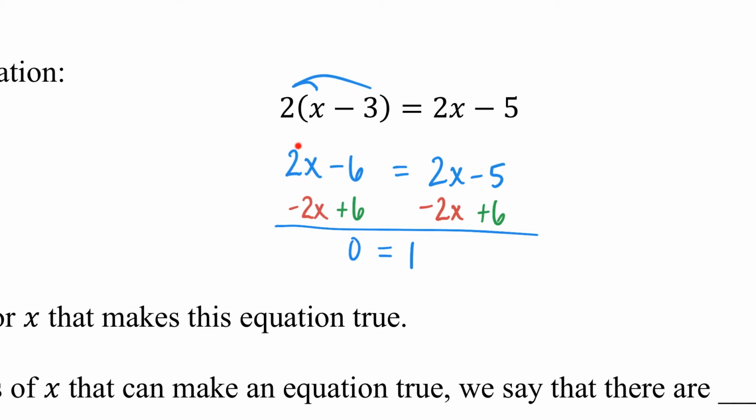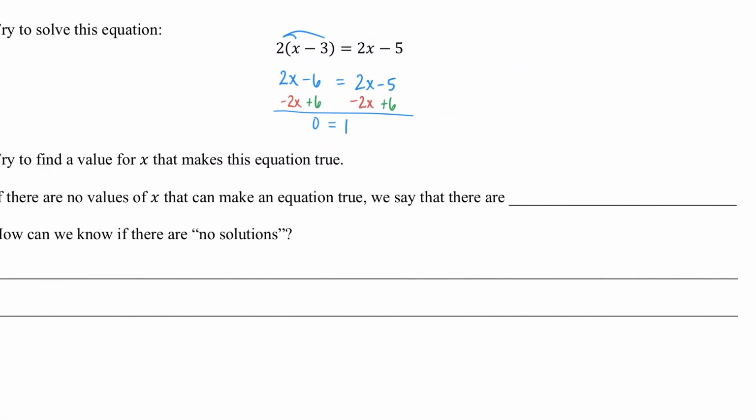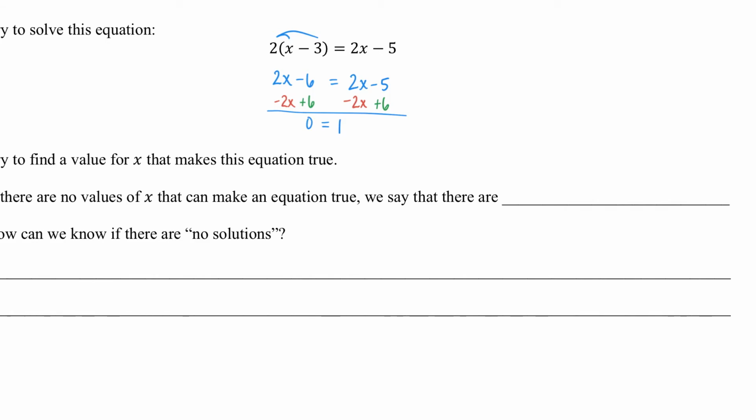How could 2x minus 6 be the same thing as 2x minus 5, right? Because whatever x is, like if x is 10, 2x is going to be the same as 2x. Like it'll be 20 and 20, right? So you're never going to be able to find something that works in this scenario. So if there are no values of x that can make the equation true, we say that there are no solutions. So instead of infinite solutions, we've swung to the other extreme and say, hey, there's actually nothing that works.